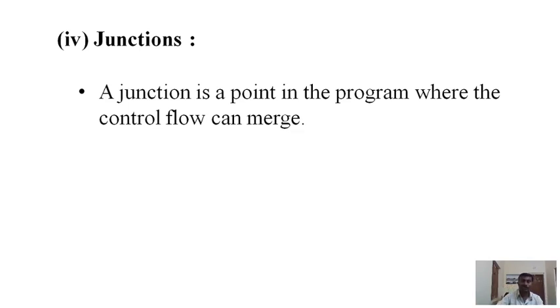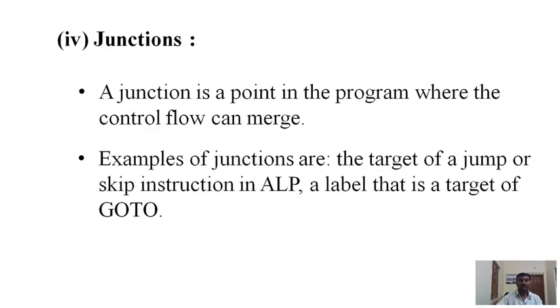A junction is a point in the program where the control flow can merge. The most important examples of junctions are the target of a jump or skip instruction in ALP, or a label that is the target of a go to. In our programs we are using go to statements, and those statements all come under examples of junctions.